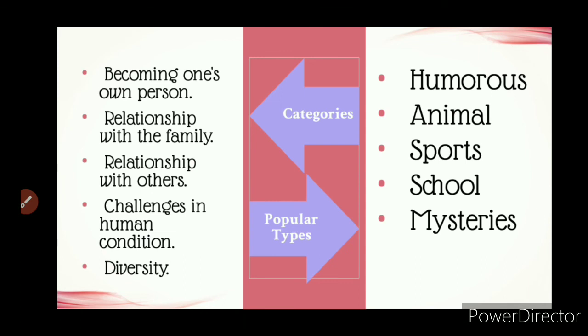Again, these are the topics that we discuss under contemporary realistic fiction. In the categories, we have becoming one's own person, relationship with the family, relationship with others, challenges in human condition, and diversity. While in the popular types, we have humorous story, animal, sports, school, and mysteries.